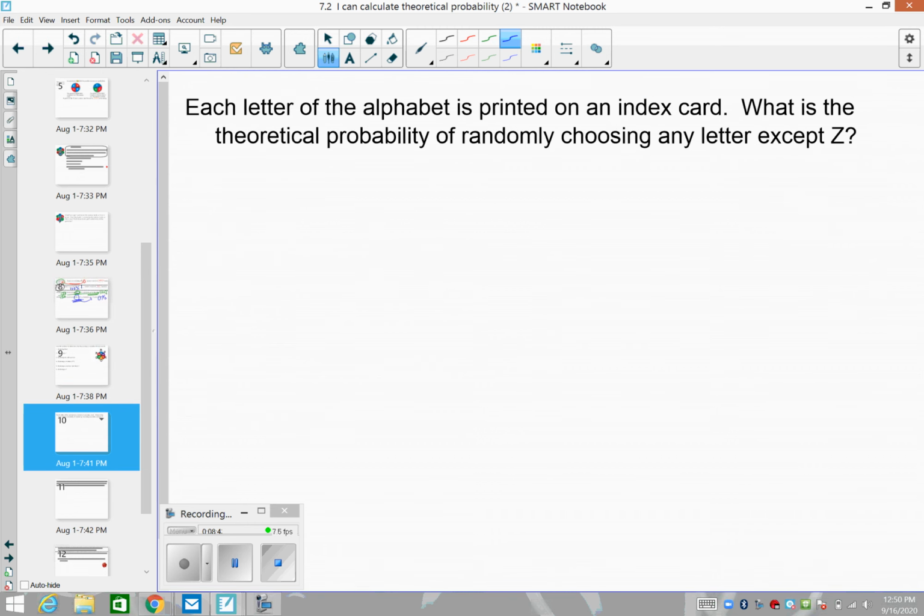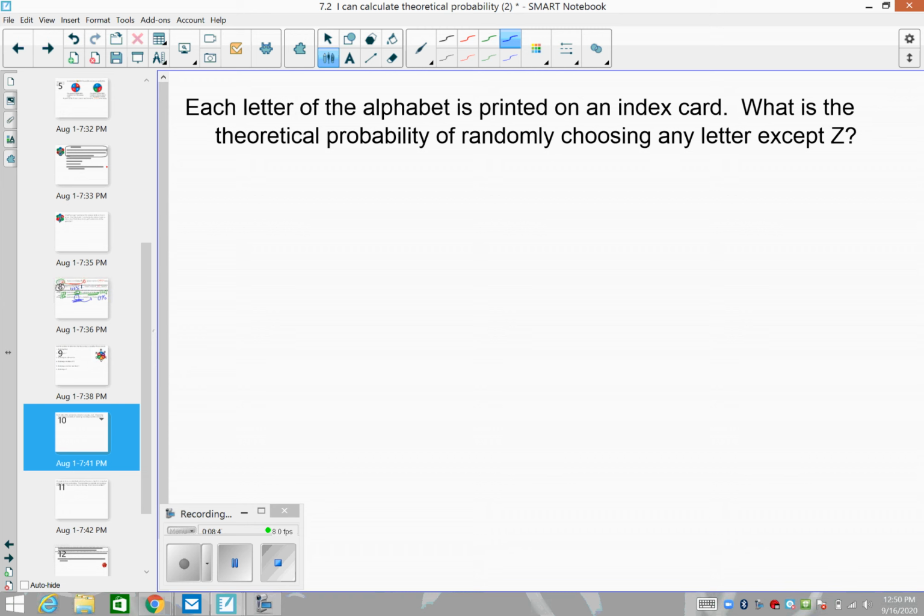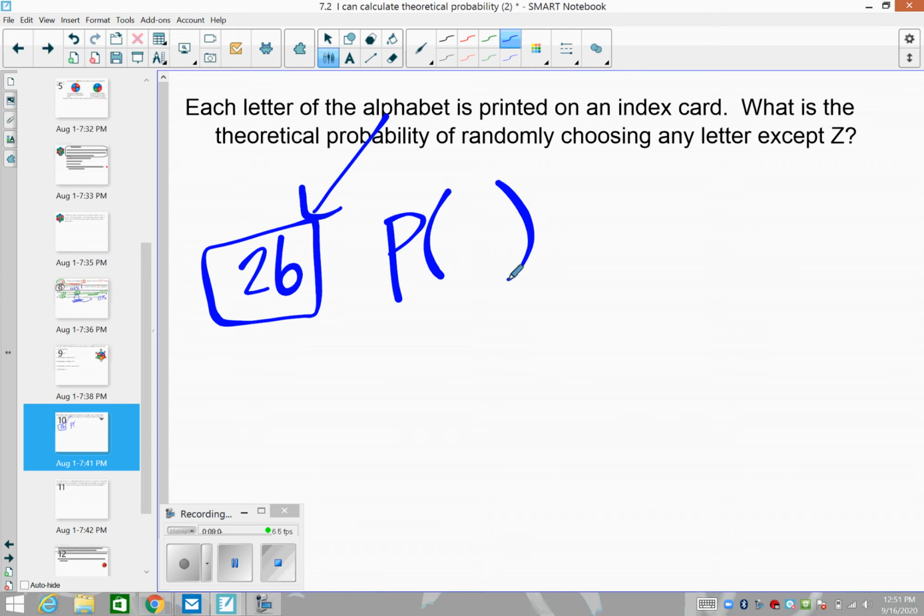So let's take a look at this scenario. Each letter of the alphabet, just note that the alphabet has 26 letters, in case you forgot, no big deal if you did, is printed on an index card. What is the theoretical probability of randomly choosing any letter except Z? So the probability of any letter except Z. So we'll say not Z. So I'll draw a line through it, not Z.